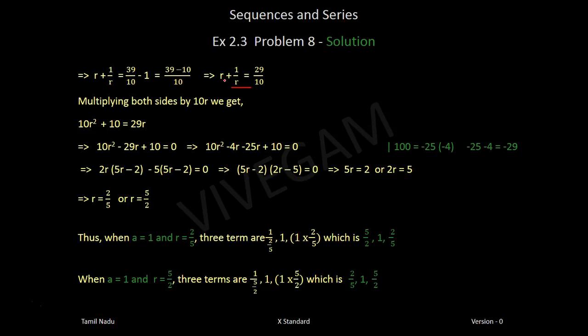Again, you can take LCM and simplify, or you multiply both sides by the product of all the denominators, that is 10r. So what will happen?